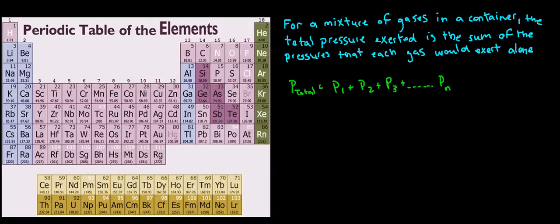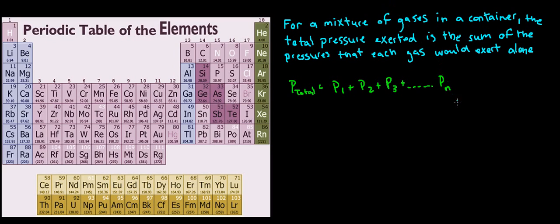Dalton's law of partial pressure says, for a mixture of gases in a container, the total pressure exerted is the sum of the pressures that each gas would exert alone. Here is a visual representation of what Dalton's law says.